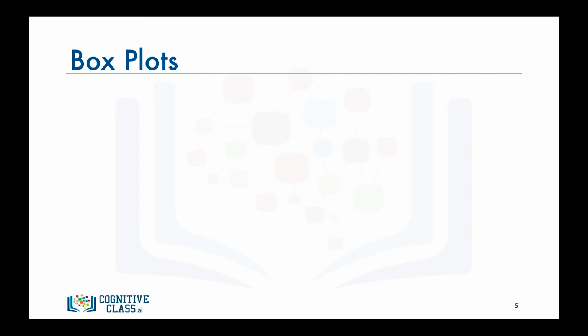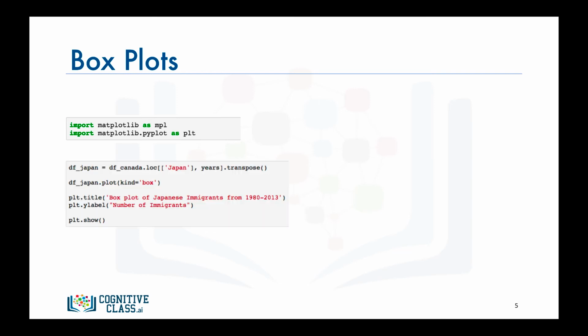So now that we know how our data is stored in the data frame df_Canada, say we're interested in creating a boxplot to visualize immigration from Japan to Canada. As with the other tools that we learned so far, we start by importing Matplotlib as MPL and the PyPlot interface as PLT. Then we create a new data frame of the data pertaining to Japan. And we're excluding the column total using the years variable. Then we transpose the resulting data frame to make it in the correct format to create the boxplot. Let's name this new data frame df_Japan.